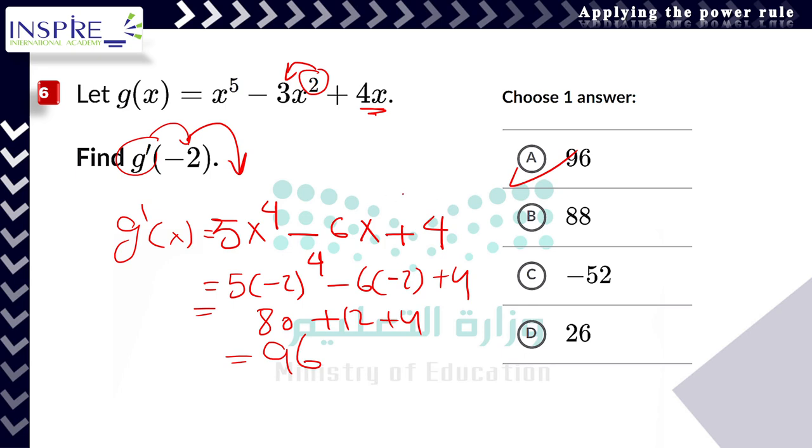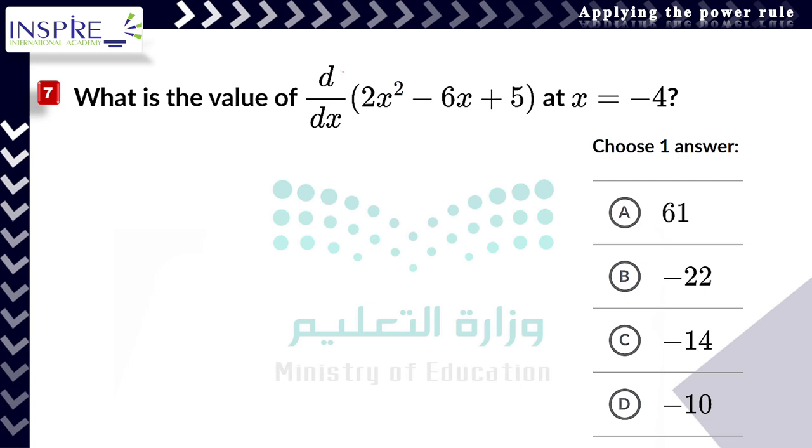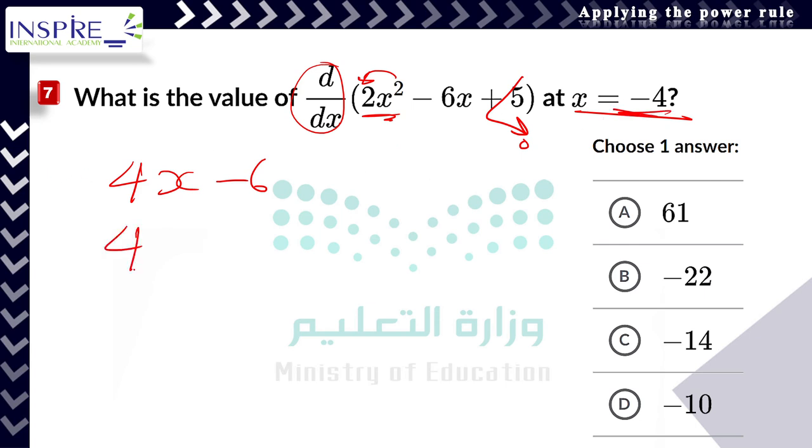Okay, next. I need the derivative of 2x squared minus 6x plus 5 at x equal to negative 4. At first, what is the derivative of this one? It will be 2 times 2, 4, so it will be 4x minus 6, and the derivative of 5 is 0. And then plug in your number. So this is only the derivative, I need to plug in negative 4. So it will be 4 times negative 4 minus 6, so it will be negative 16 minus 6, which is equal to negative 22.